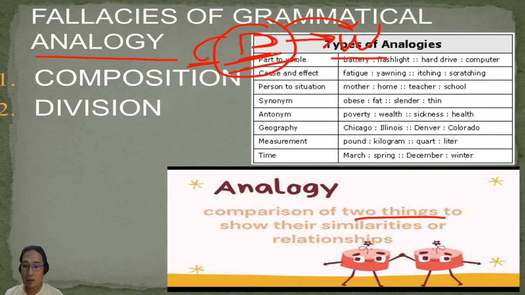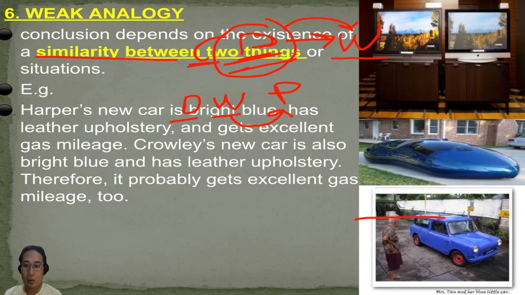Division, the opposite of composition, we start, Dwayne Wade, we start from the whole. D stands for division and then W stands for the whole. Meaning to say, this fallacy starts from the whole. Whatever is true in general, we also see in its parts. So what is true with the whole is also true with the parts. So that's grammatical analogy. Don't get confused with weak analogy.